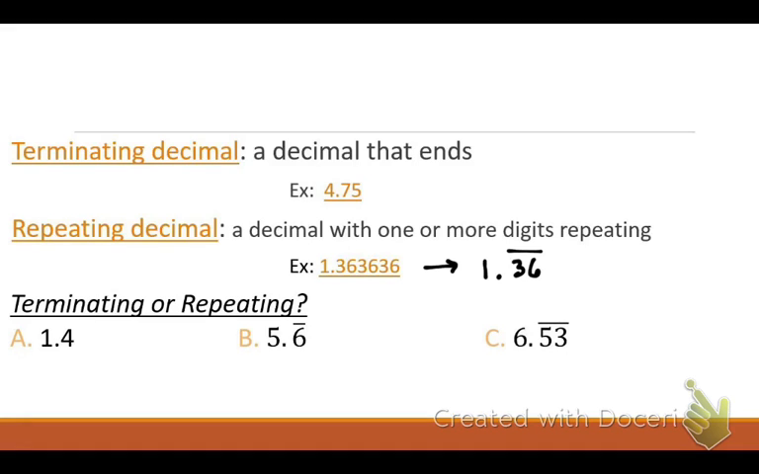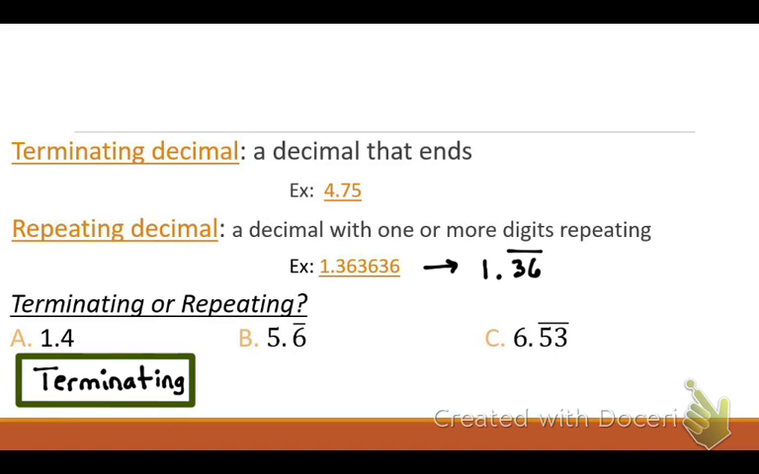So let's look down at these 3 examples at the bottom. 1.4. Do you guys think that that's terminating or repeating? Terminating, very good. If you would, underneath it, I just want you to write out that word terminating because it ended. It's a decimal that did not go on and on forever. It ended, so that is a terminating decimal.